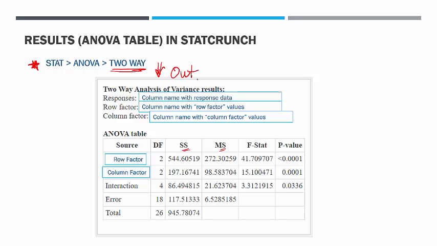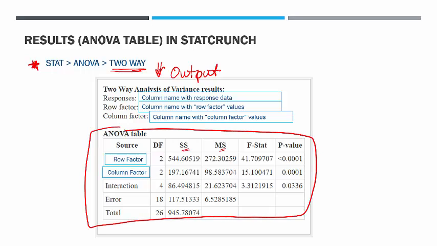Okay, so what I'm showing you here is the output when you run a two-way ANOVA in StatCrunch. And so I want to jump to this before really looking at the input, like how do you get to this? You do have to have your data organized in a very specific way, and we'll come back to that. But just take a look at the ANOVA table specifically here.